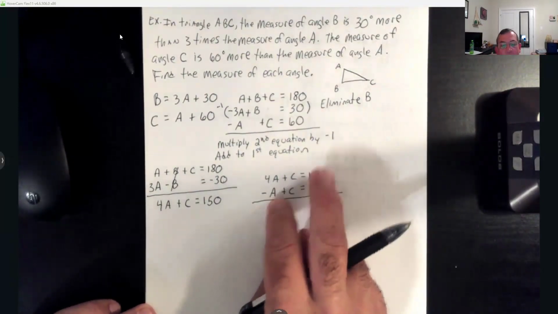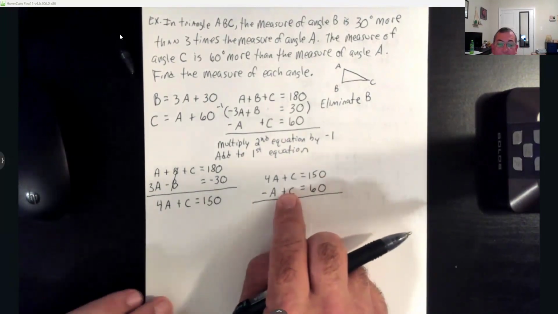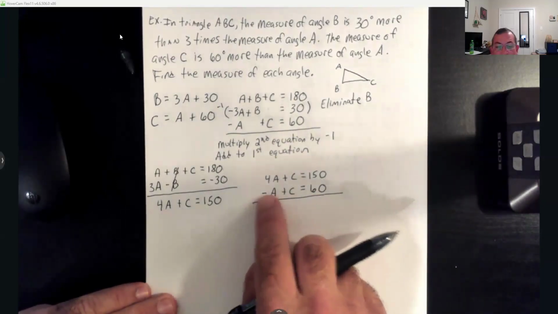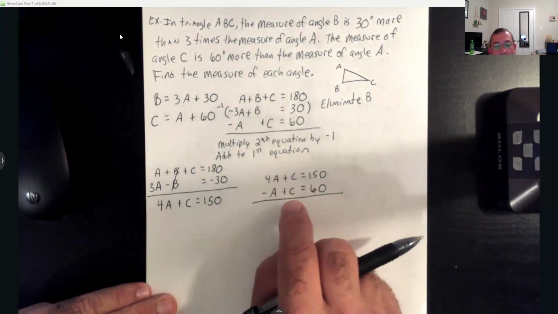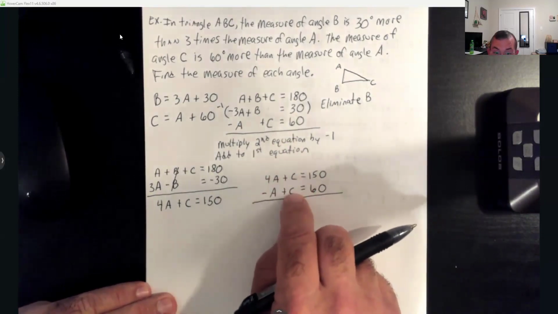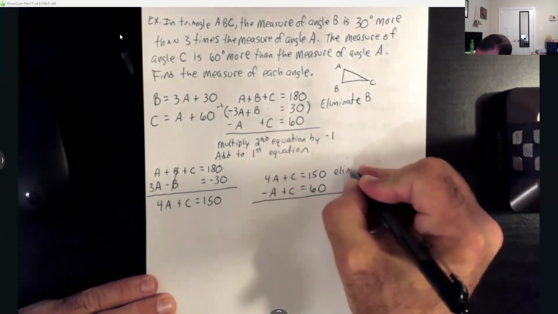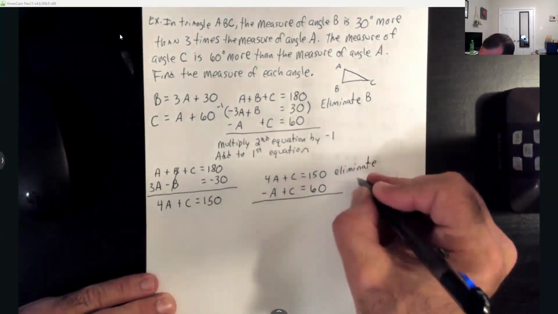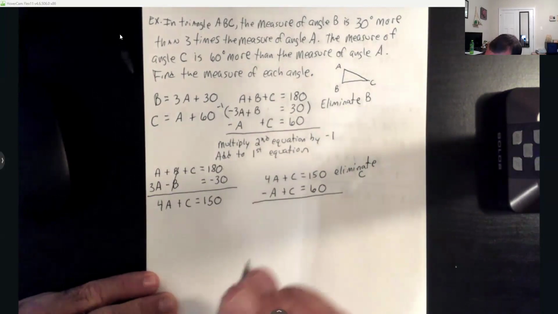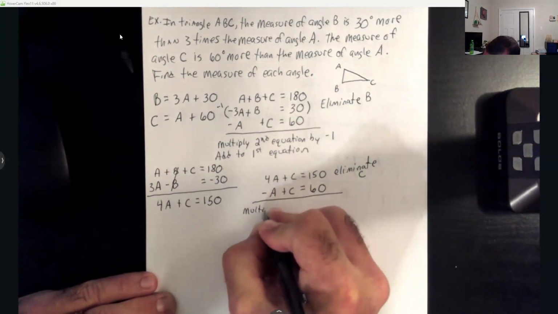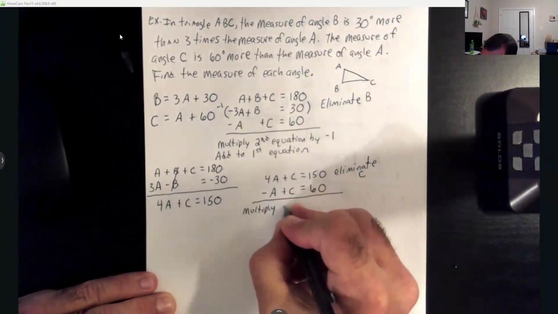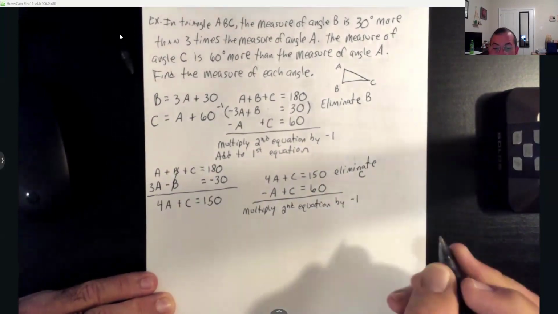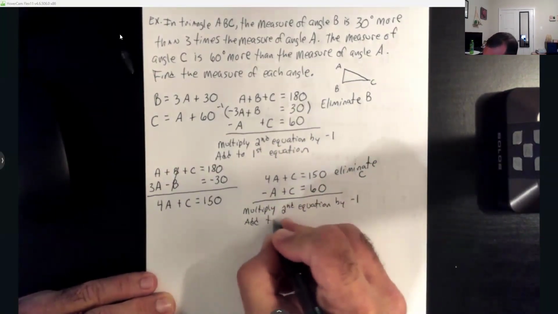All right, so now we got two variables, two equations. I'm going to pick one of these variables to eliminate. So y'all, you got two choices. You can either multiply this whole row by 4 to get rid of the A's, or you can make one of these negative and get rid of the C. So I think what I'm going to do, I'm just going to get rid of one of the C's. So I'm going to eliminate a C. So to eliminate the C, I'm going to multiply my second equation by -1. And then I'm going to add to the first equation.